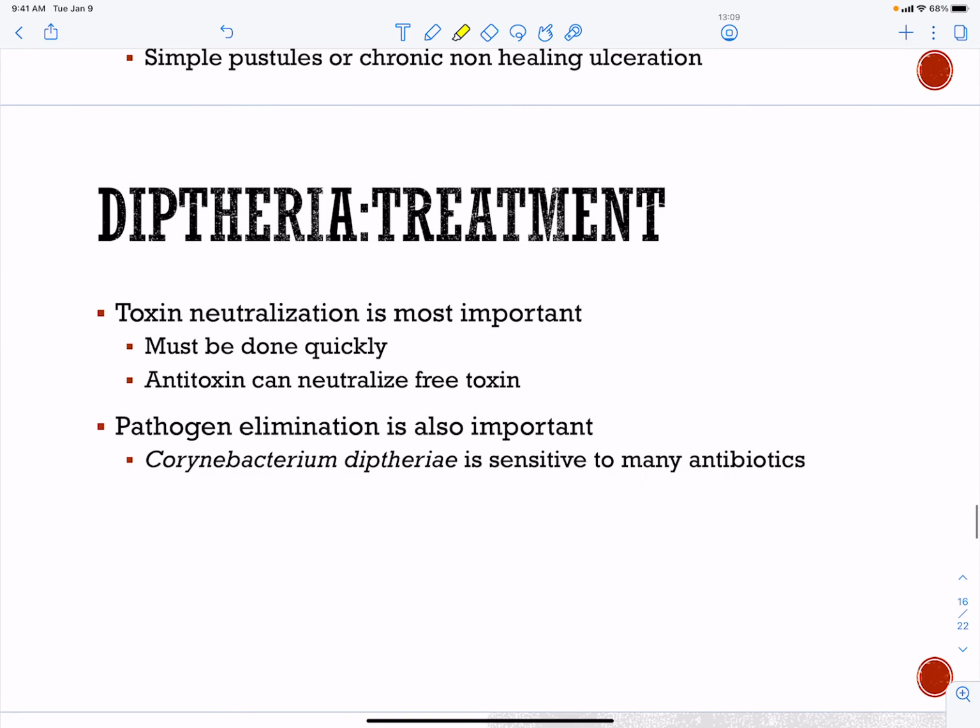Now, for treatment, you're going to have to neutralize the toxin because most of the symptoms of diphtheria are caused by that toxin that prevents protein synthesis. And so there can be antitoxin antibodies that will neutralize the free toxin. So this is a passive immune strategy. Also, Corynebacterium is sensitive to antibiotics. It doesn't have antibiotic resistance, so that can also help to eliminate the bacterium and prevent further production of toxins.